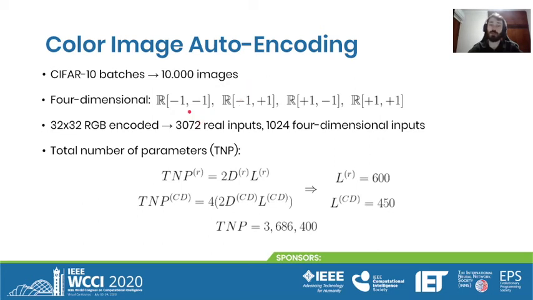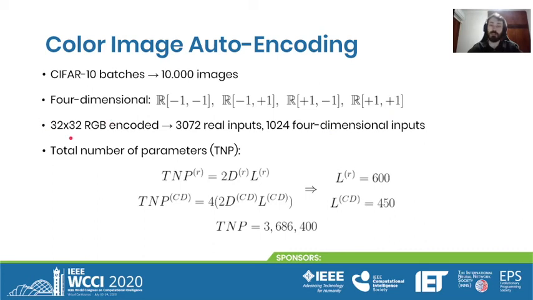We chose four four-dimensional algebras: R(-1,-1), these are the quaternions; R(-1,+1), an algebra known as the split quaternions or co-quaternions; R(+1,-1); and R(+1,+1).